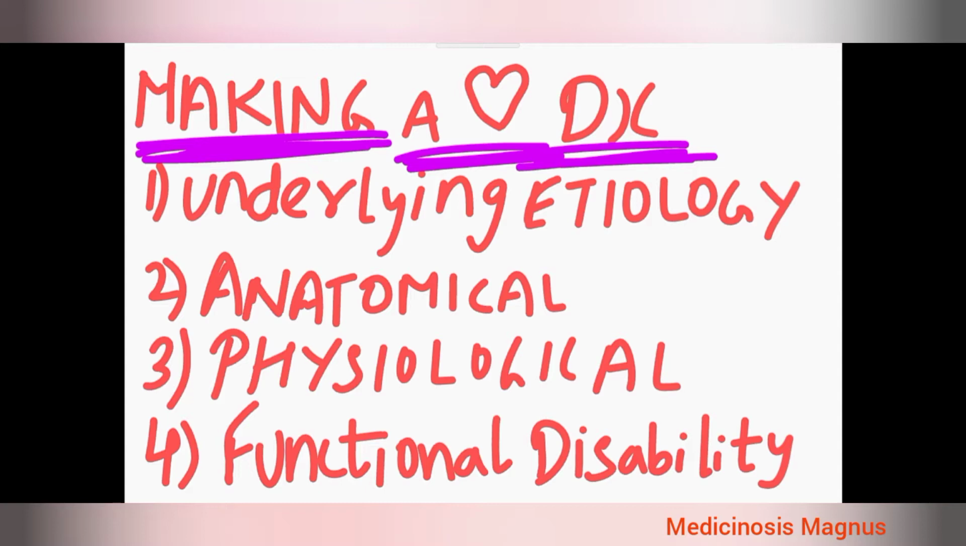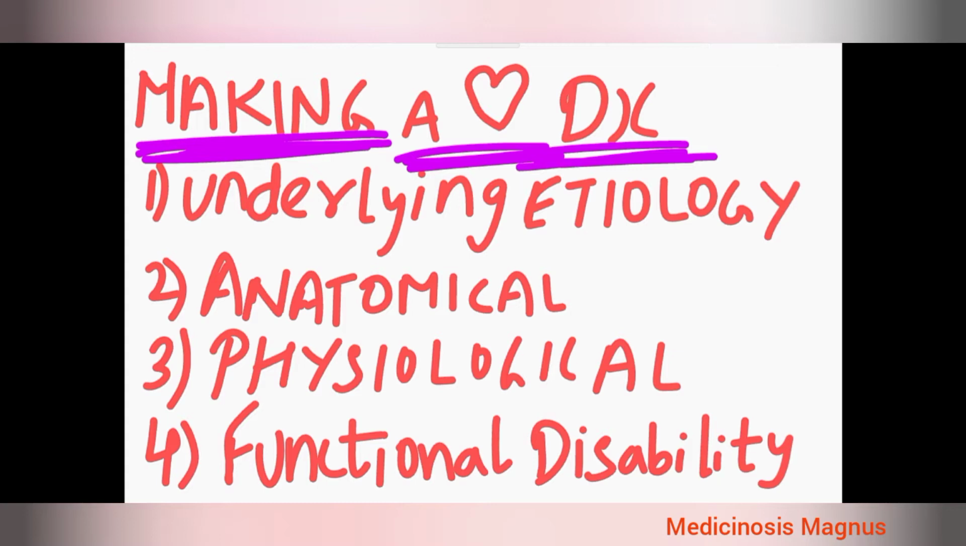Whenever you are about to make a cardiac diagnosis, or a diagnosis of a heart disease, you have to check for these four things. First, you have to identify the underlying etiology of the problem. You have to see if the disease is congenital in origin, or if the patient is hypertensive, or is having any ischemic problems, or if there is any inflammation. There can be congenital problems like tetralogy of Fallot, ASD, VSD.